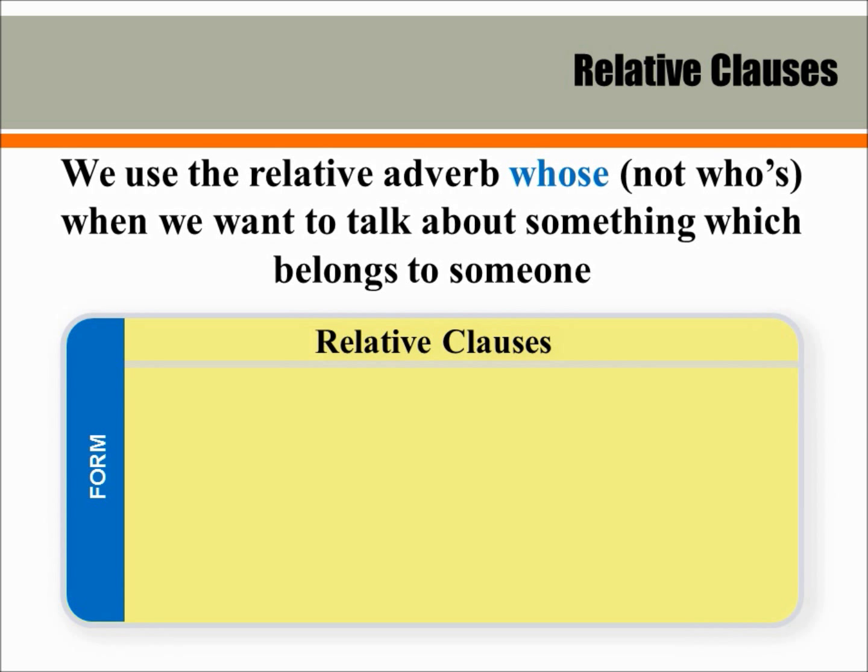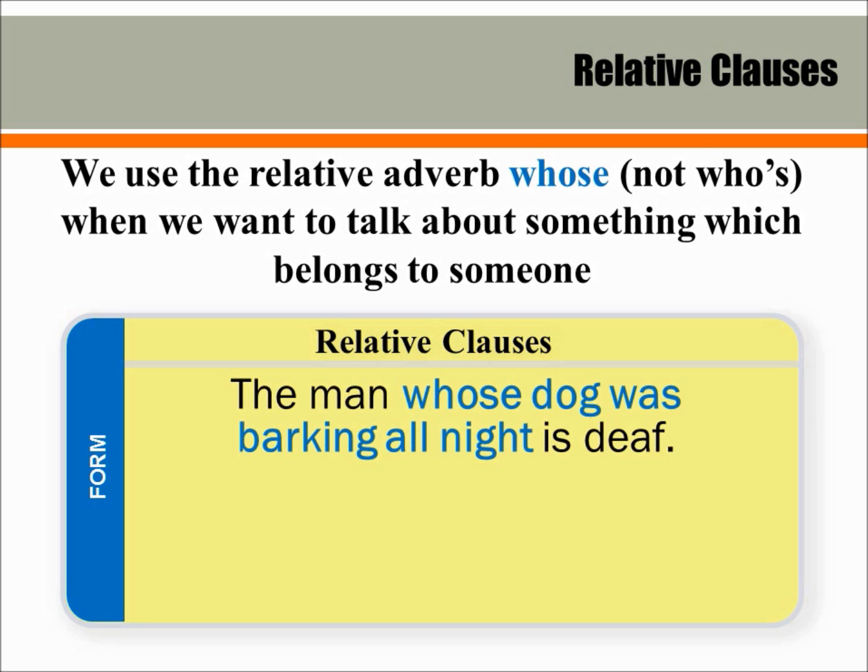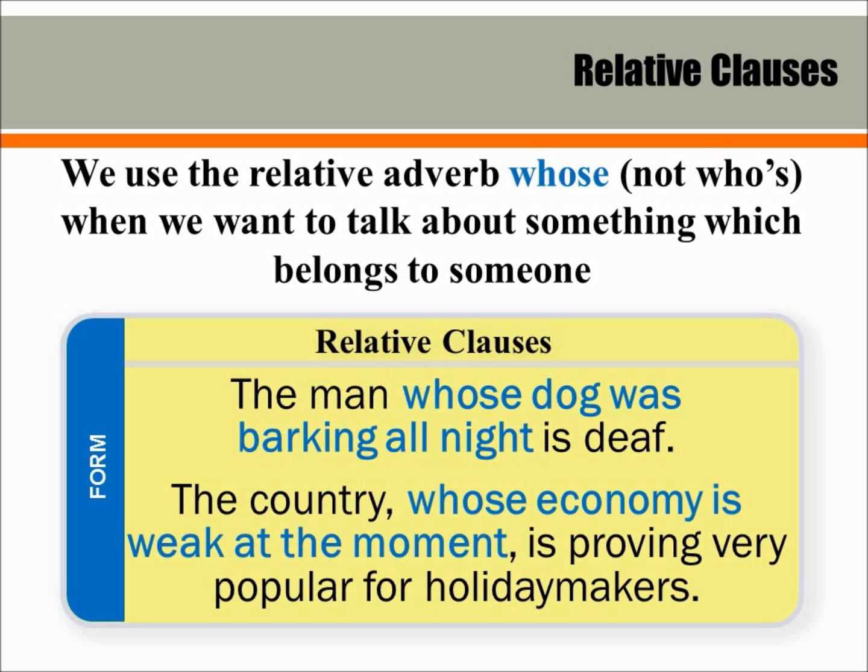We use the relative adverb "whose," which is not the same as "who's" with an apostrophe, when we want to talk about something which belongs to someone. We usually use "whose" to talk about a person, but it can also be used to talk about things. "The man whose dog was barking all night is deaf, so he can't hear a thing." "The country, whose economy is weak at the moment, is proving very popular for holidaymakers."